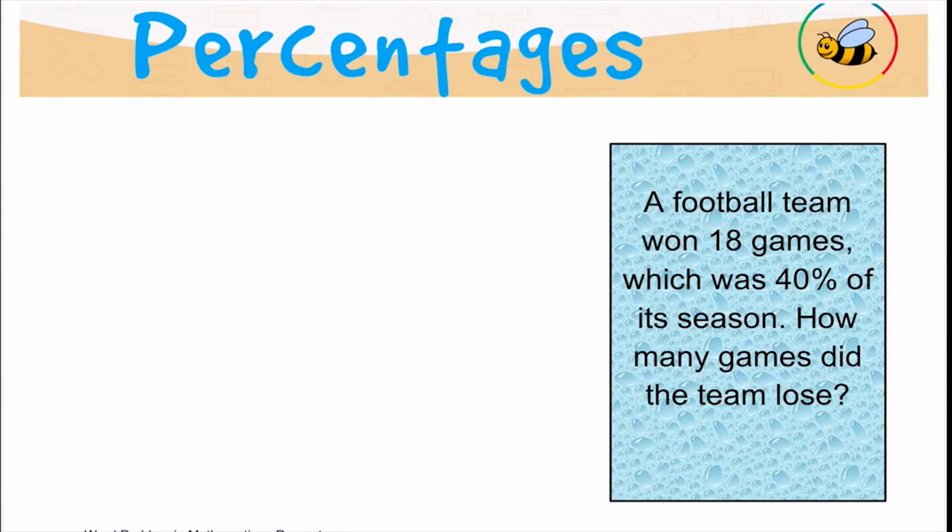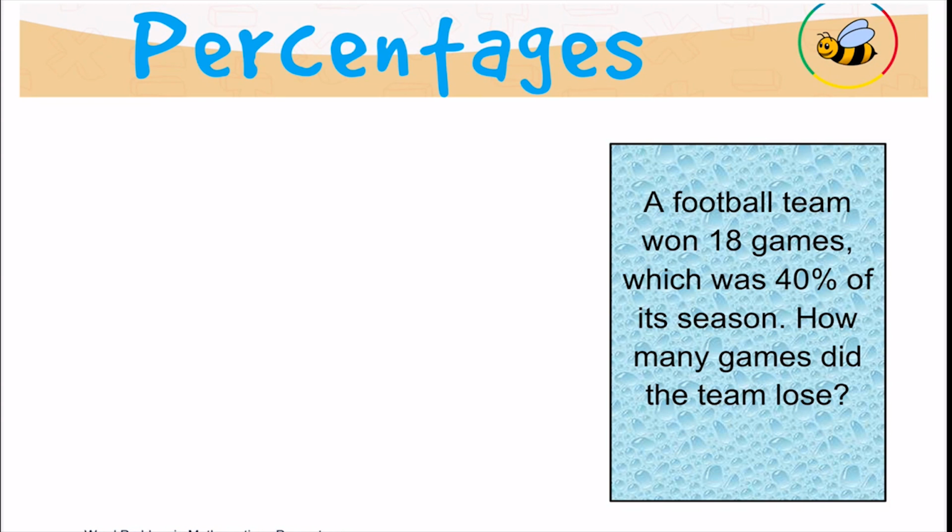A football team won 18 games, which was 40% of its season. How many games did the team lose? So we are told that the team won 18 games and that those 18 games represent 40% of its entire season. The question we are asked is, how many games did the team lose?